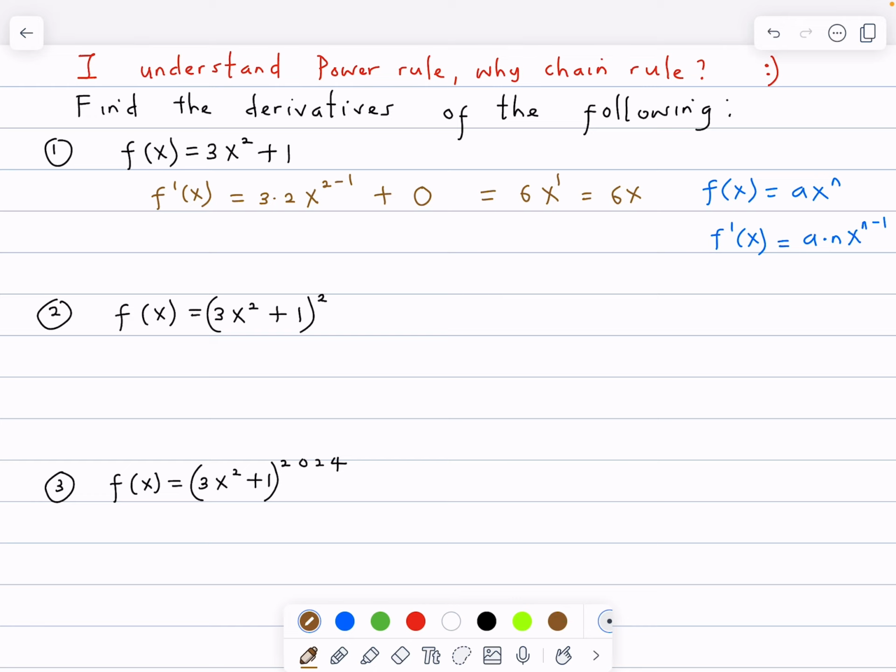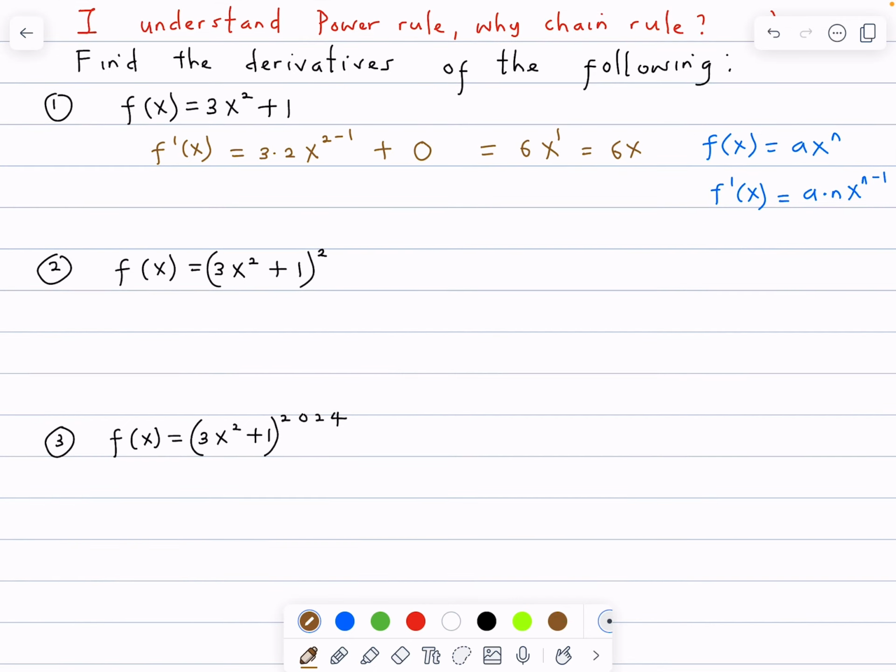Okay, now let's find the derivative of the second one, number 2. For this one, I can't just find the derivative like that. What I have to do is first simplify this expression by multiplying 3x squared plus 1 by itself, so 3x squared plus 1 times 3x squared plus 1.